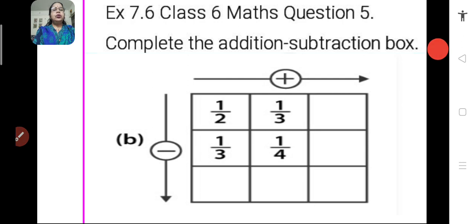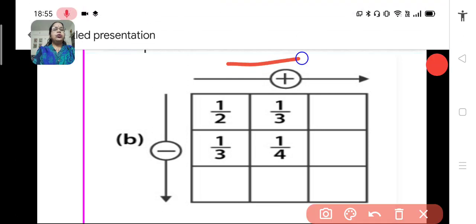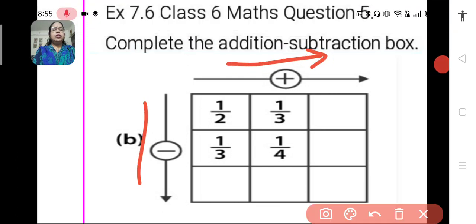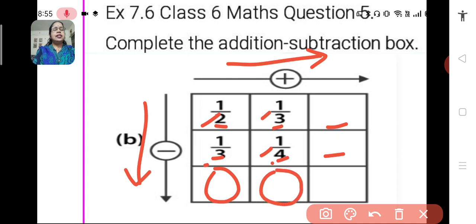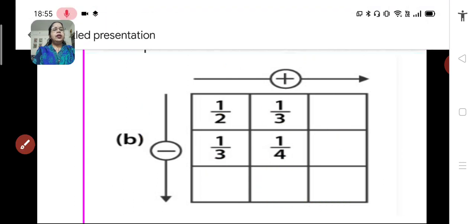Now here we have to complete this addition subtraction box. Towards the right we have to add, and towards down we have to subtract. So when we add these two fractions, what do we get? That we will write here. And when we add these two fractions, we write the answer here. When we subtract these two fractions, we write the answer here. Let's see how we do this.